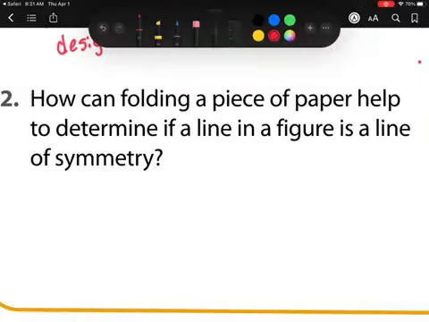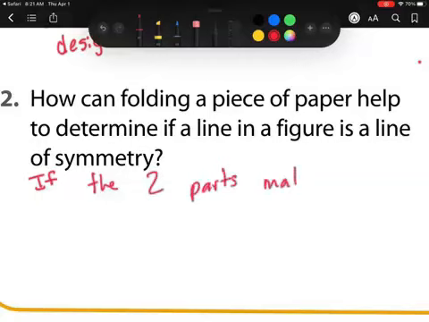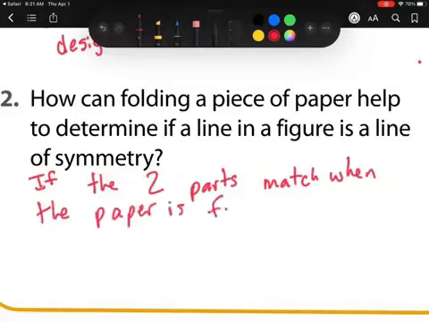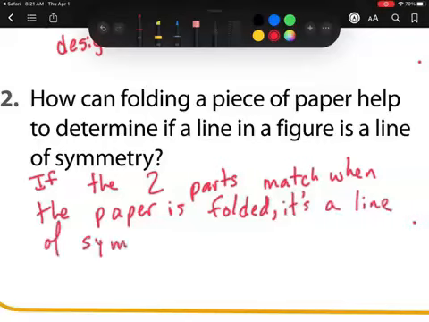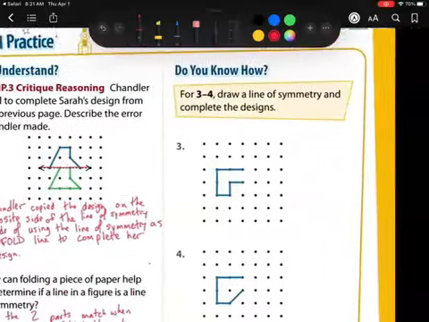Now, number 2, how can folding a piece of paper help to determine if a line in a figure is a line of symmetry? Well, remember that fold is going to be like our matching pieces. So if the two parts match when the paper is folded, it's a line of symmetry. So again, remember, when we fold that piece of paper, they should match.